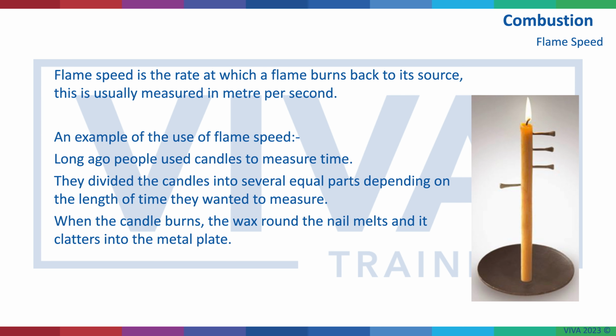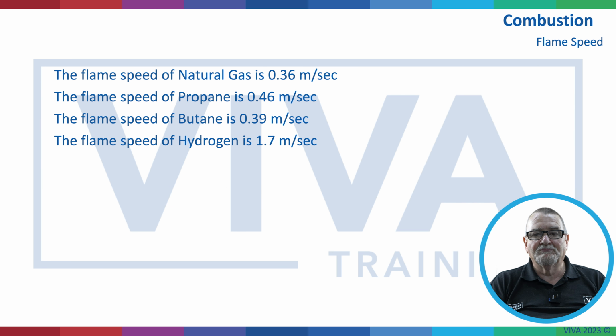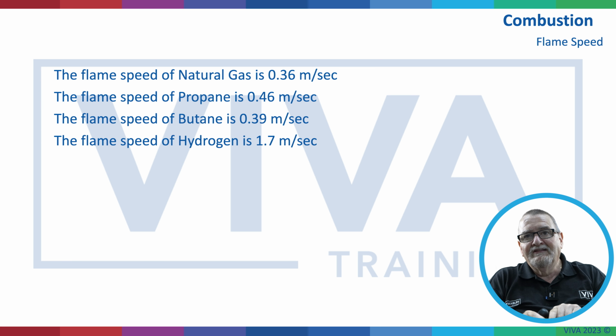So if we look at natural gas, it's 0.36 meters per second. Roughly, if we looked at old-fashioned measurement, I'm an older guy, I remember feet and inches, it's about a foot a second. So every foot takes a second to burn. The reason we need to understand that is if we're lighting it and there's no pressure behind it, that flame could go back into the pipework and disappear back down to the meter and cause an explosion. That's why we've got to make sure we turn things off.